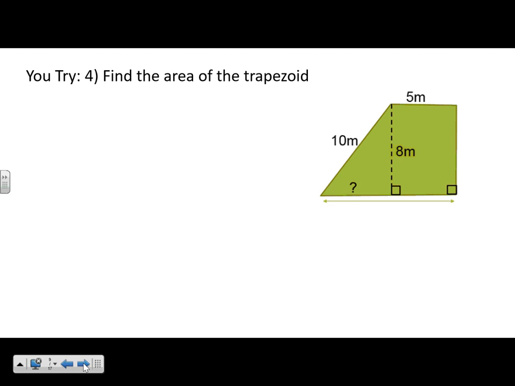So again, try this one on your own. So this one, they know the height, but they don't know the base. We know this one's 5, but we don't know the second base. But again, you're going to use the Pythagorean theorem to find that. So go ahead and do this on your own. Pause it, do it on your own, and then hit play to check your answer.